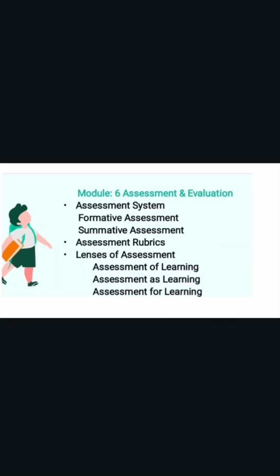And next, module number 6. In this module, we began by understanding the assessment system as a whole. We then explored the two main types of assessments, formative and summative assessment. I learned that formative assessments are ongoing and used to monitor students' progress and provide feedback for improvement. On the other hand, summative assessments are used to evaluate student learning at the end of the course.